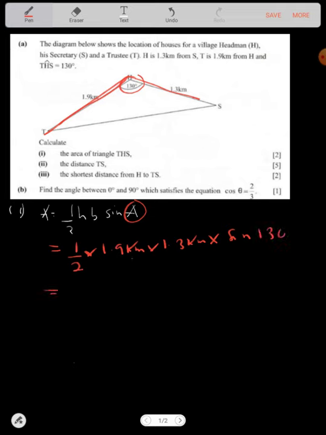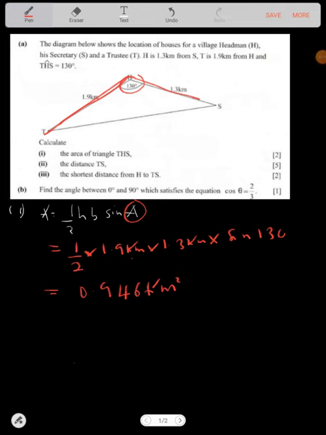Again, kilometer and kilometer, when they multiply, you're going to have kilometer squared. So you start with sine 130. You are multiplying sine 130 by 1.3, and then by 1.9. Then we're dividing that answer by 2. And the area will give you 0.946 kilometer squared.